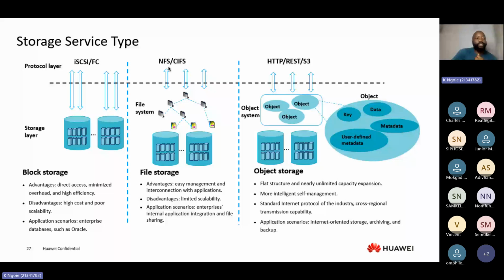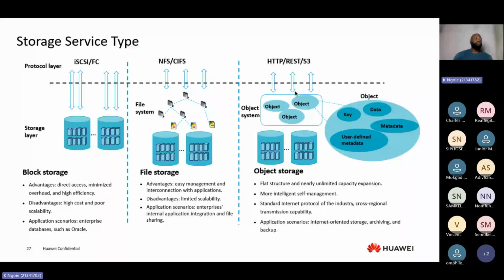The object storage also sits on the block storage, but it has an object system where every object will have a key, data, metadata, and user-defined metadata. So this is an example of what you have. If you have a picture, you save it on your Google Drive. That picture is saved as an object. So the object will come with a key. That's why you can give me a link, and I can be able to access your file.